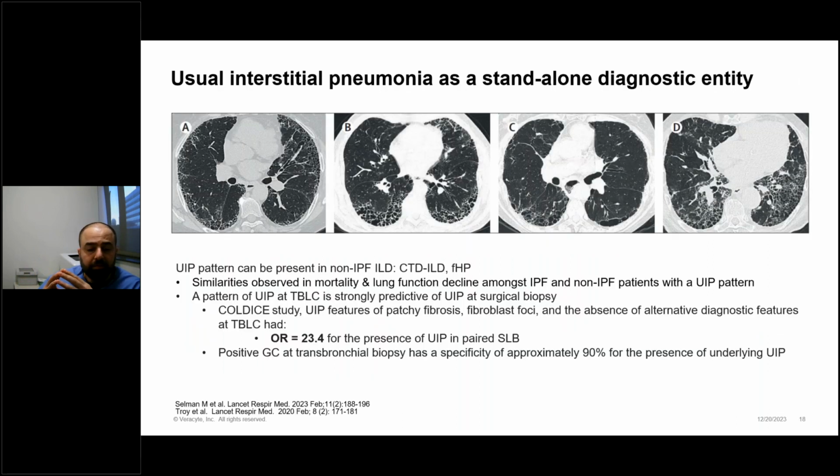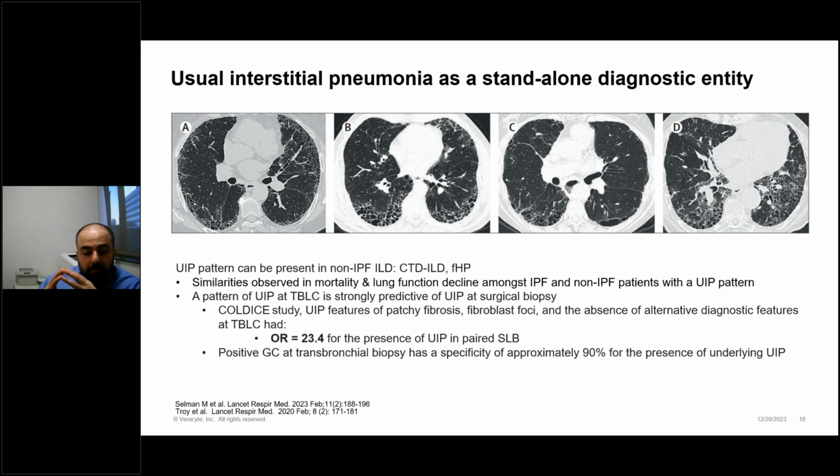Also, in the last few years, there is a real movement toward labeling UIP pneumonia as a standalone diagnostic entity. Why is that important? We know there are similarities in mortality, lung function decline, and eventually treatment if a patient has a UIP pattern, whether it's from IPF or from non-IPF. Take, for example, these 4 CAT scans. It's very difficult based on the CAT scan to assess which patient has fibrotic hypersensitivity pneumonitis, which has rheumatoid arthritis UIP, which has scleroderma UIP, and which has IPF.